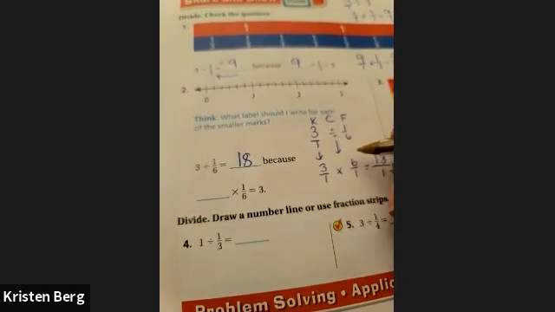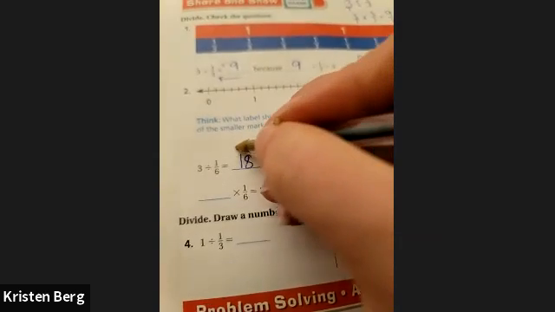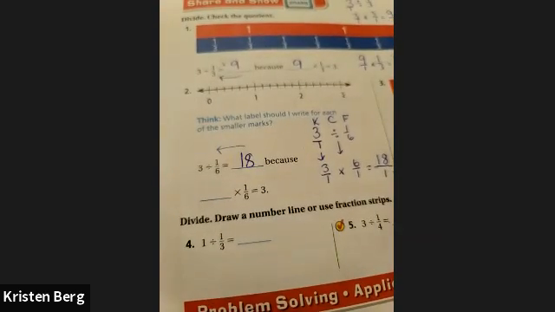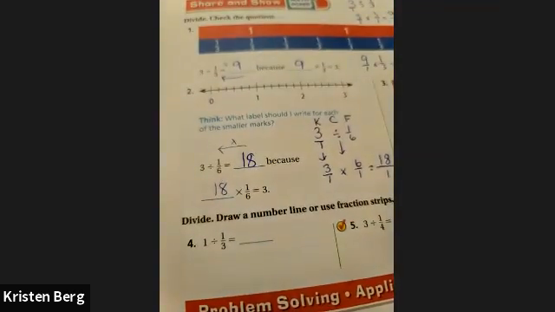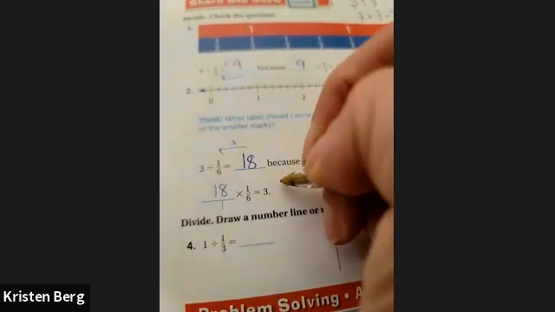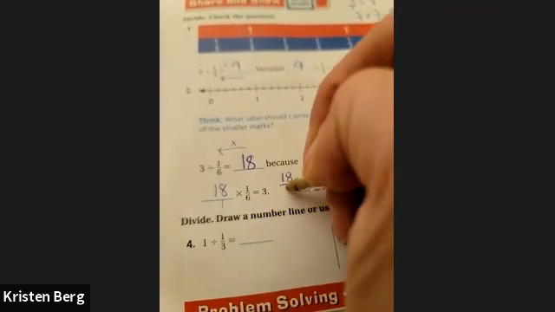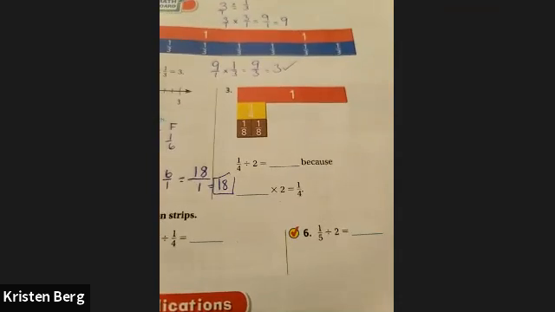And then how could you check that? Again, you would have to do the opposite of a division problem, which is multiplication. So you would do 18 times 1/6. So if you did this, it would be 18 over 6. And then how many 6's go into 18? That would be 3. So therefore, this is true.